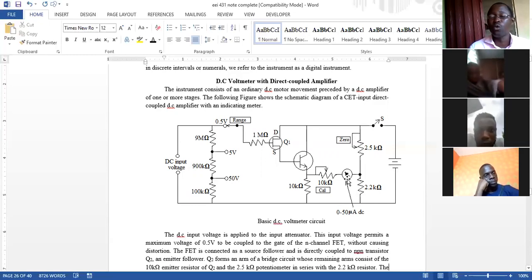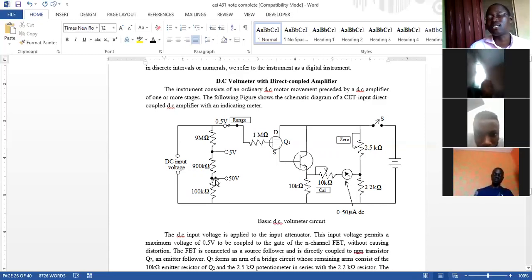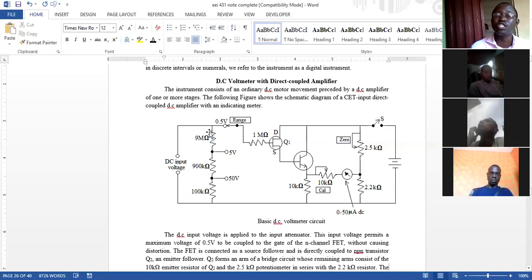Now the input voltage, which is DC, that we are going to measure, is applied to the input attenuator. If you look at this section of the circuit, we have certain resistors connected in series and tapped in between: a 9 mega ohm, a 900 kilo ohm, and a 100 kilo ohm. This setup is referred to as the input attenuator, and that is where the DC voltage you are measuring is applied. And then we have a range selector.